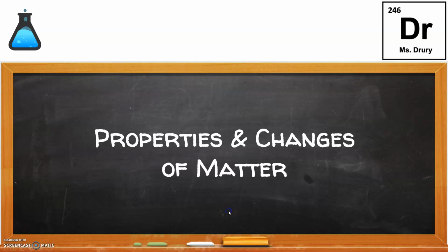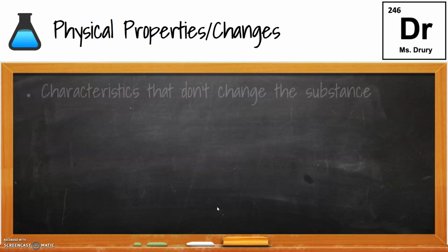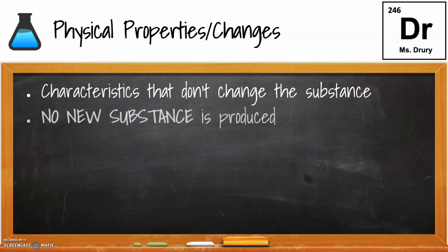Let's discuss properties and changes in matter. By the end of the video, you should be able to differentiate between chemical and physical changes. So to start, a physical property or change is characteristics that don't change what the substance is. Its name and its properties are generally the same. So no new substance is produced.